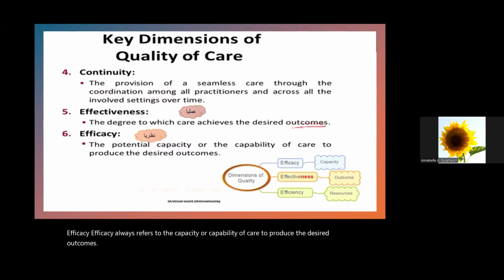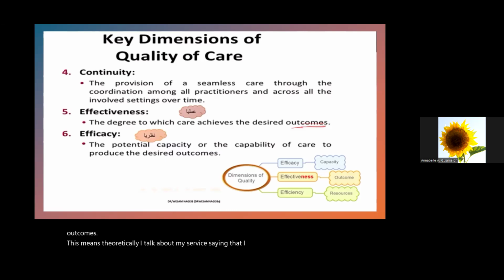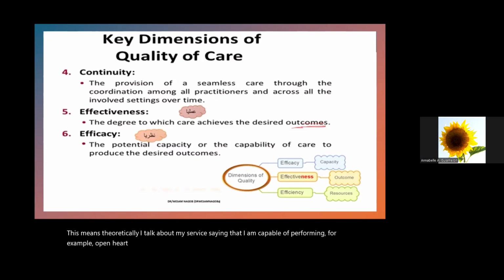This means, theoretically, I talk about my service saying that I am capable of performing, for example, open heart surgery efficiently because I have highly skilled staff. I have the necessary facilities, the operating room, the complete requirements, and all the medications, equipment, and everything else needed to perform this operation. So here, I'm saying that I have a potential for open heart surgery. It means I am capable of performing this operation.